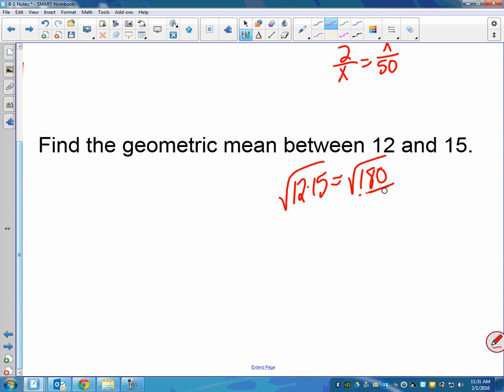I don't know any shortcut for 7. 7's just a weird number, right? Like, try it. 7's not a perfect square. Yeah, I don't know.